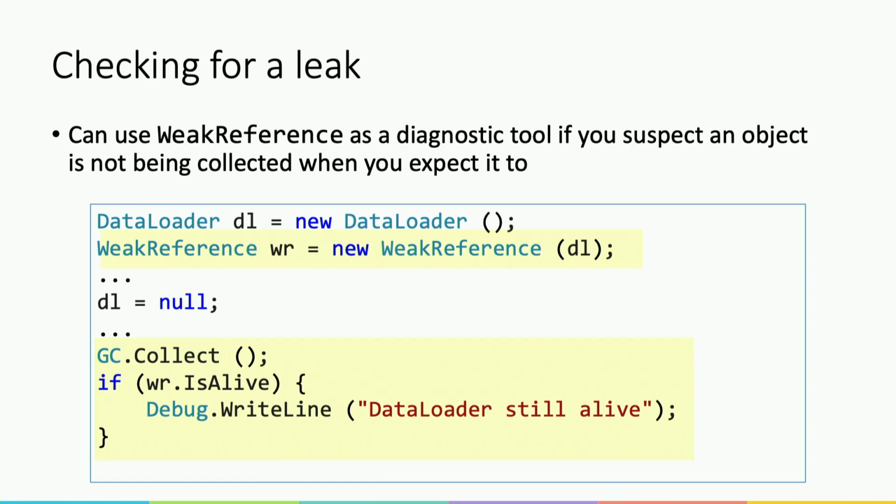Or you could check for a leak. How can you check for a leak? You can use weak reference. How many of you used weak reference? So a lot of you. So what you do with weak reference is you create a weak reference on an object, then you set that object to null, you collect, and then you check the IsAlive property to see if that object is still alive. If it's still alive, it means that somebody else is keeping a reference.